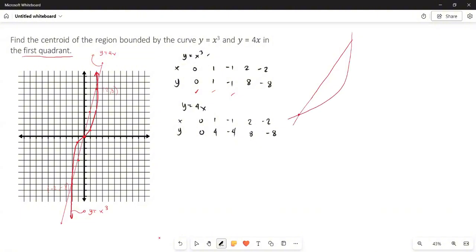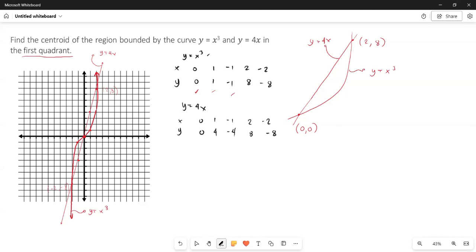Ayan, so yan ating graph parang binlow up ko lang, naka-zoom. So itong point na to, ito yung 2, 8, tapos ito ang 0, 0. Ayan. Tapos itong line na nasa taas, yan yung y is equal to 4x. Tapos itong curve sa baba, yan yung y is equal to x cube. So ngayon tapos na ang ating graphing. So let's try to identify yung boundaries ng ating plane area.